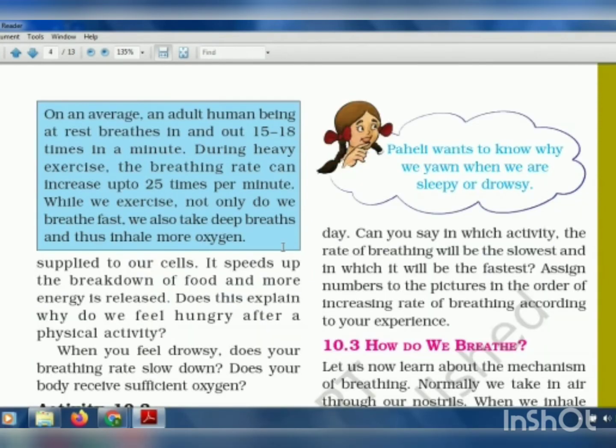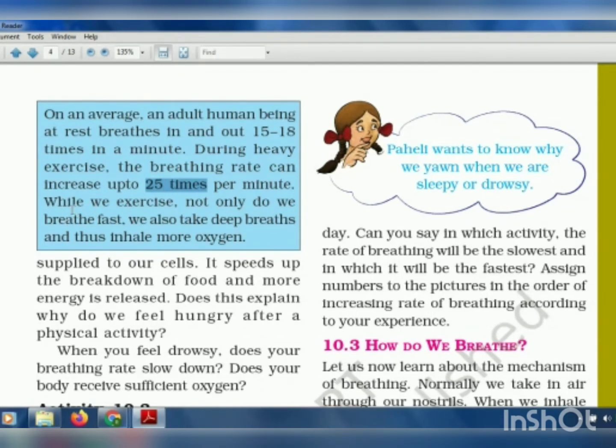Now it is said in this blue box that on an average, an adult human being breathes in and out how many times? 15 to 18 times in a minute. But if the same person is doing an exercise, then his breathing rate increases up to 25 times per minute. Okay, so it increases to 25 times.